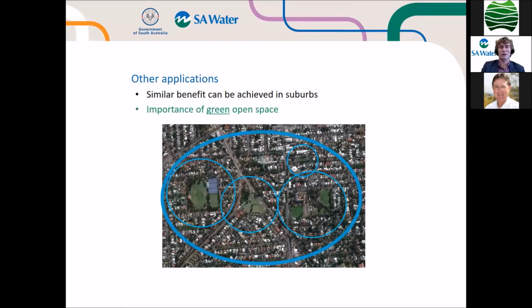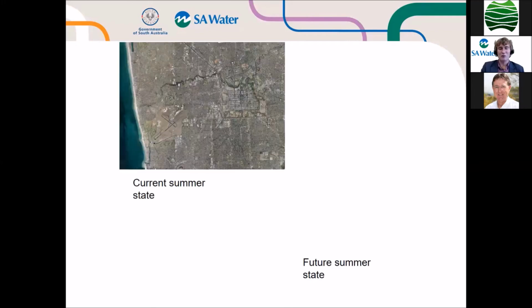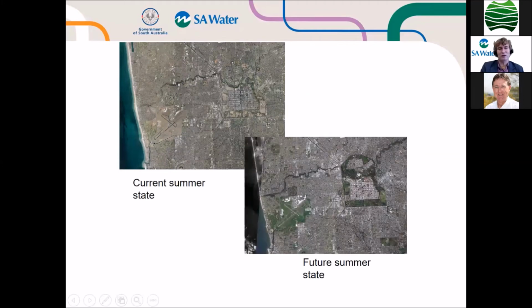And it just adds to the importance of green open space. Not only does it provide physical and social and mental health benefits, but it can also cool the environment. And this is Adelaide's current summer state, not at the moment. And this is what it could be in the future if we were to use our alternative water a bit more wisely, and realise the benefits that we can get from that. Can we be cool Adelaide? That's the question.